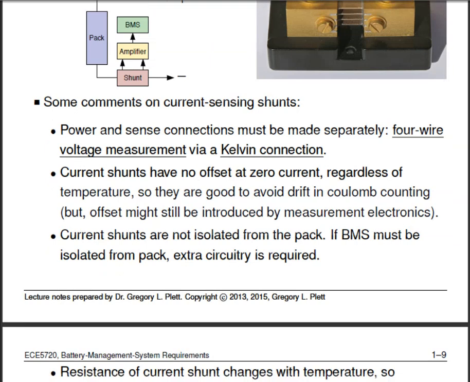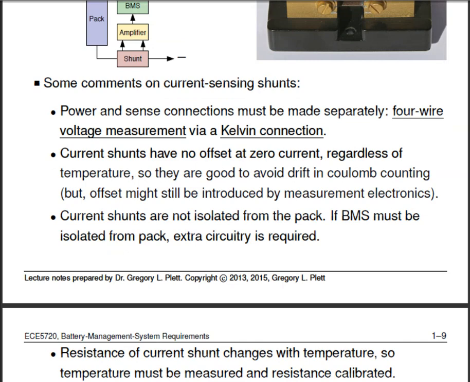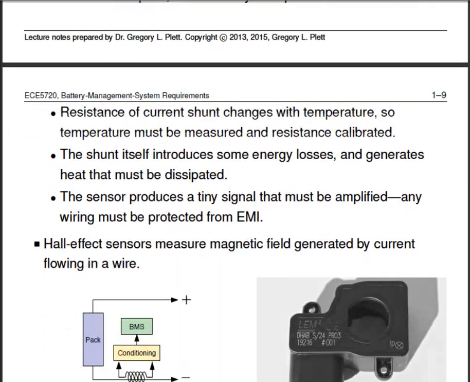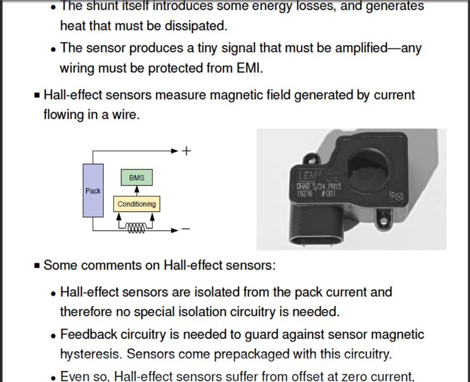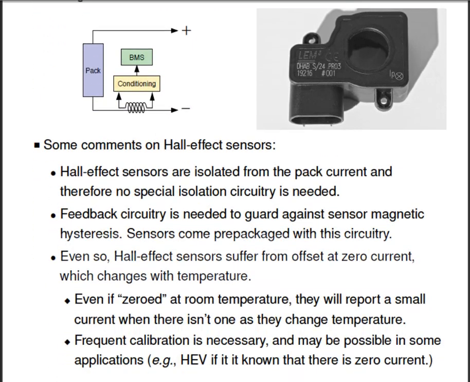So it's a 4-wire voltage measurement kind of thing, a Kelvin connection. It's a bridge balance kind of thing through which you can find how much current is produced by the battery. And Hall effect sensors measure the magnetic field generated by current flowing through a wire, and through this Hall effect, which is a combination of electrical as well as magnetic effect, we can measure how much current is produced by the battery.